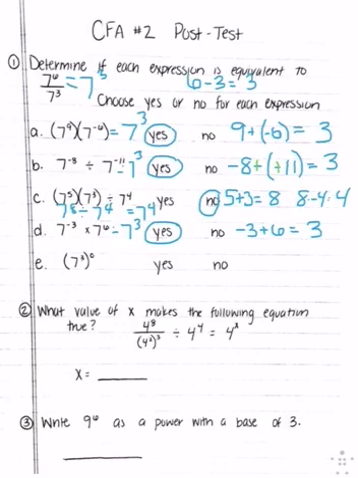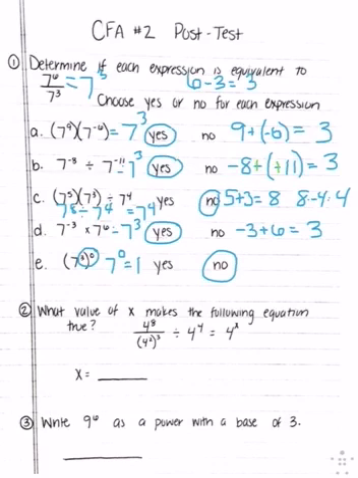Yes. And the last one, 7 to the 3rd raised to the 0 power. When we raise to a power, we multiply the exponents. 3 times 0 is 0, so that's 7 to the 0 power. And we know that anything to the 0 power is 1. So that answer is no, it is not equivalent.